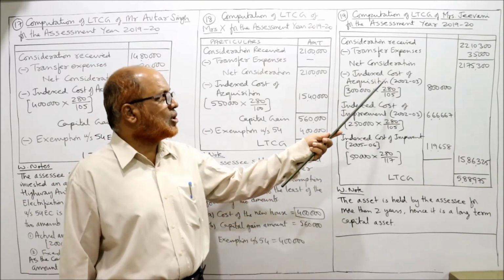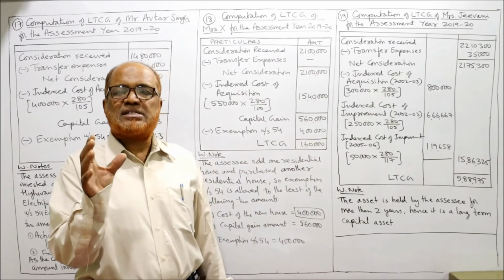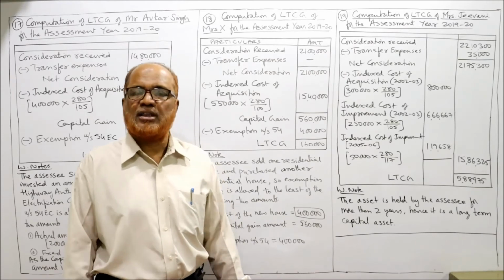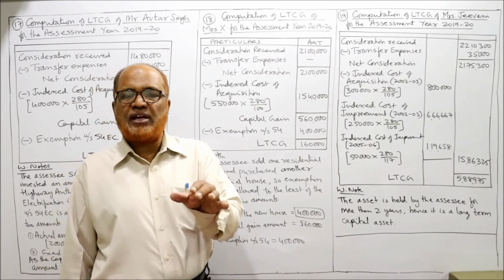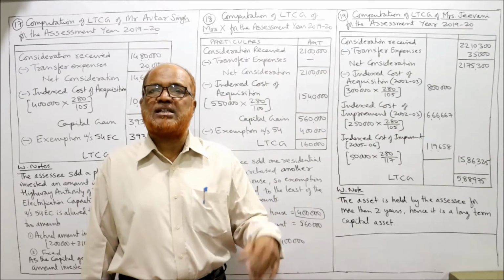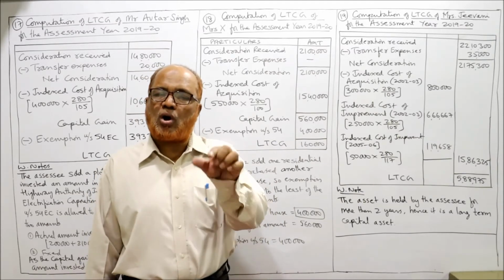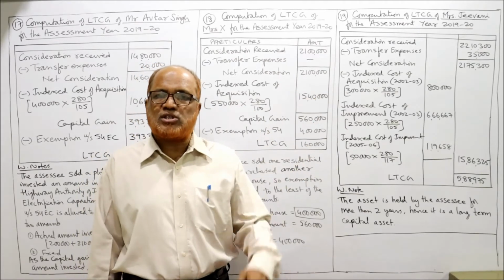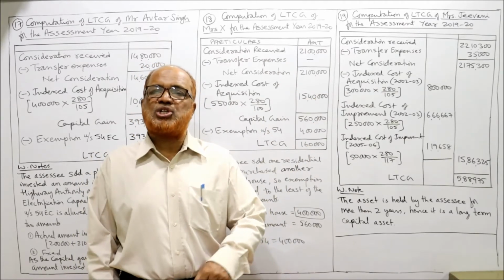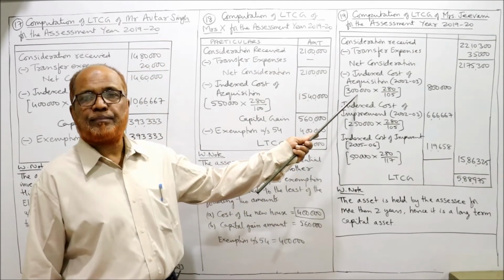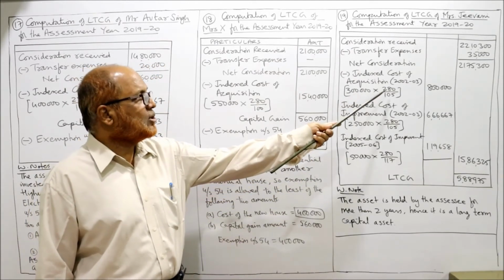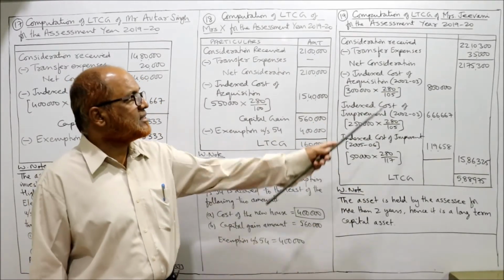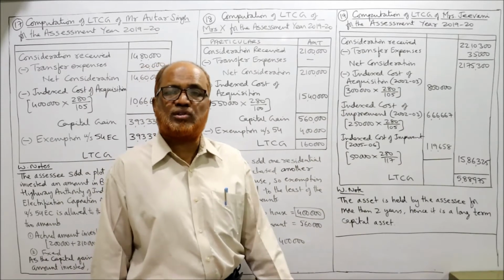Now one by one we have to deduct indexed cost of acquisition and indexed cost of improvement at different dates. So first we'll take indexed cost of acquisition. Mrs. Jeevani got the ownership by a special mode of transfer, that is gift, from her father Sri Kiran. So the cost to the present owner is the cost to the previous owner. Previous owner was Sri Kiran, who purchased the house for rupees 3 lakh. So 3 lakh into 280 divided by 105, because he acquired the asset during the year 2002-2003.